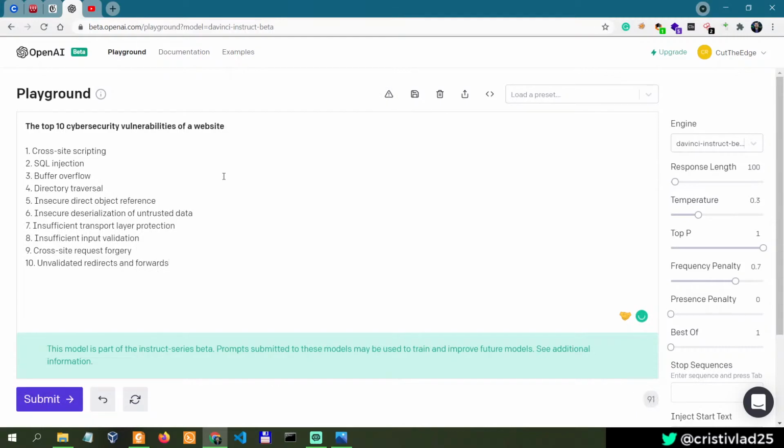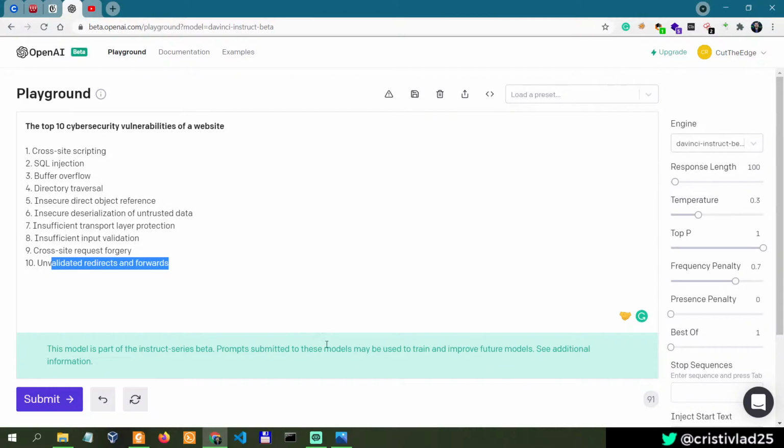What do you know? XSS, SQL injection, buffer overflow, directory traversal, insecure direct object reference, so this is IDOR, insecure deserialization, insufficient transport layer protection, input validation, cross-site request forgery, unvalidated redirects and forwards. Wow, so this is mind-boggling.